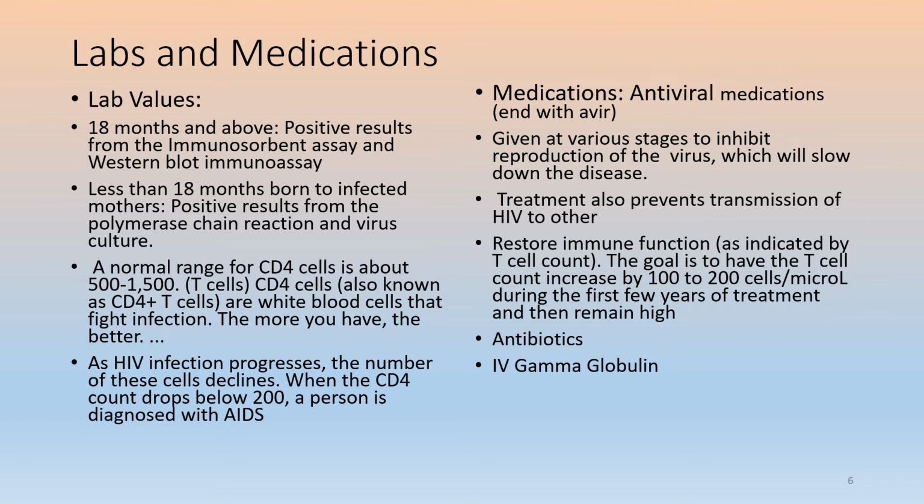These medications are given in various stages, even if a child is category N with no symptoms. There's one of the medications that will be given. And what they want to try to do is stop the T cells from reproducing and slow down the disease. The treatment will also prevent transmission of HIV to others. So the goal of the medication is to restore the immune function.